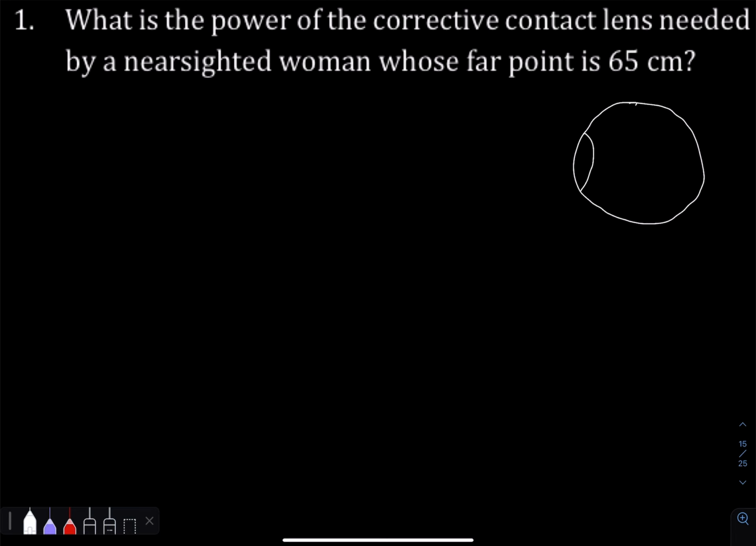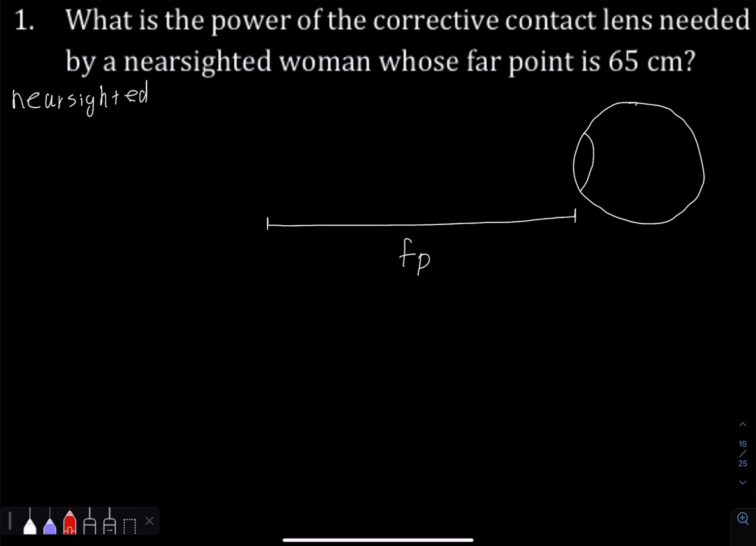So this first one we're going to do is going to be a person who is nearsighted, and we will explain how that works. If the person is nearsighted, that means that they have a certain far point, which is mentioned here. Now, what exactly is the far point? The far point is the furthest that a nearsighted person can see clearly.